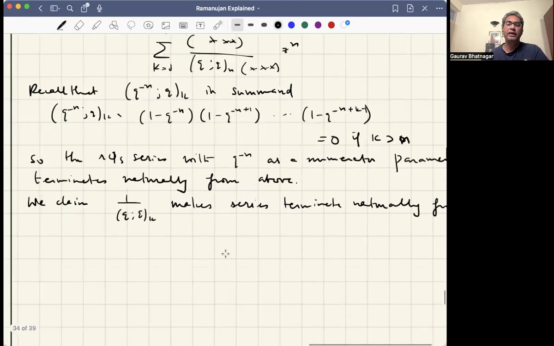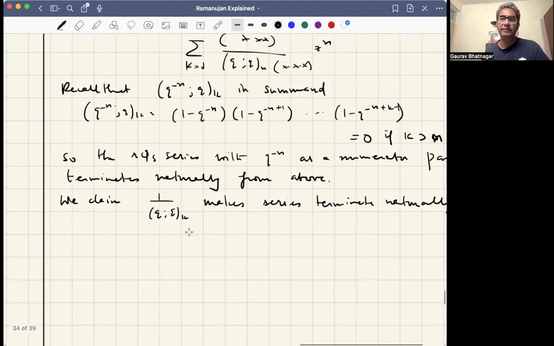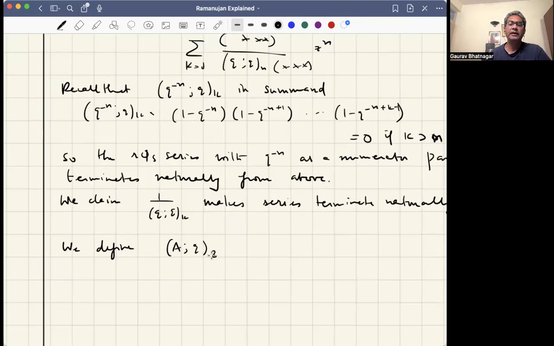What that means is that when n is negative, when k is negative, then this should be 0. So why is that? For that, we need to extend the definition of the q-rising factorials for any complex numbers, and this is how they are defined.